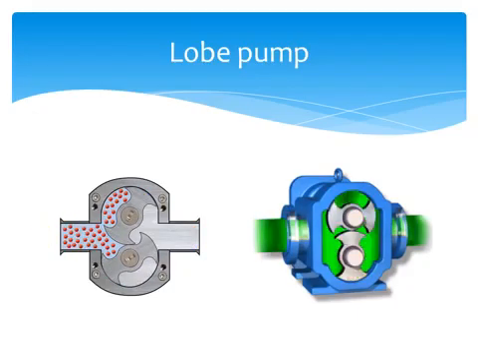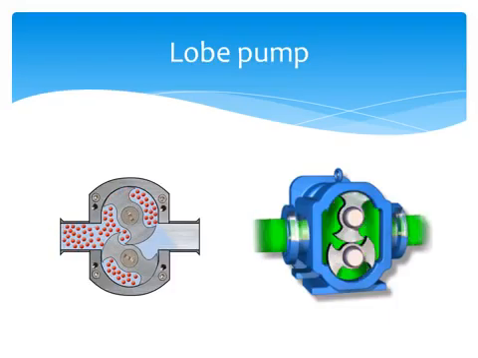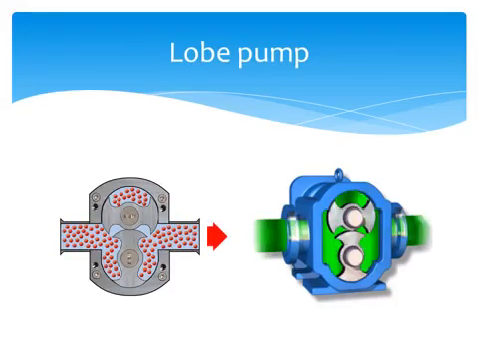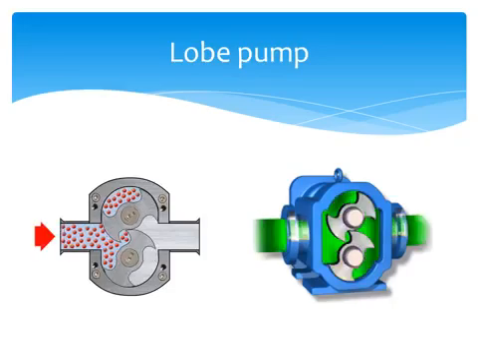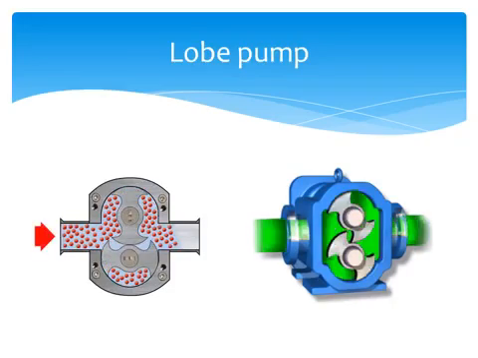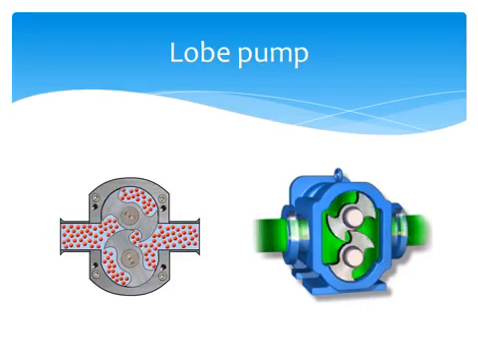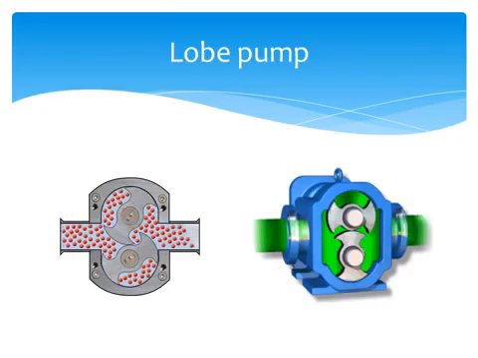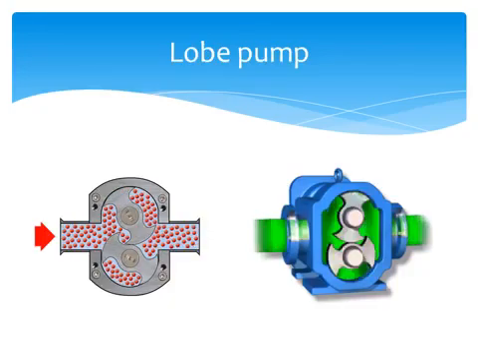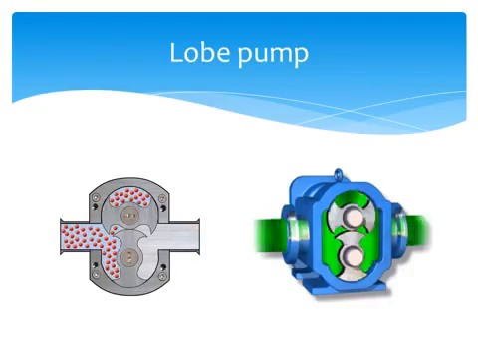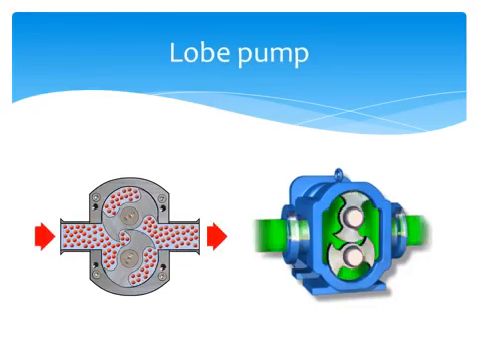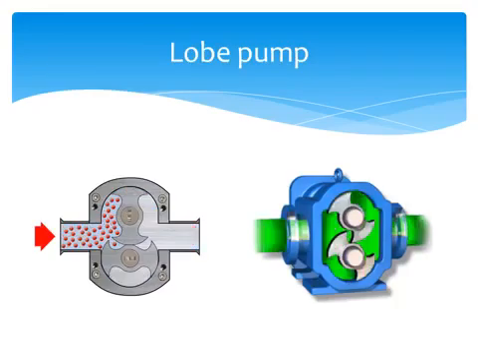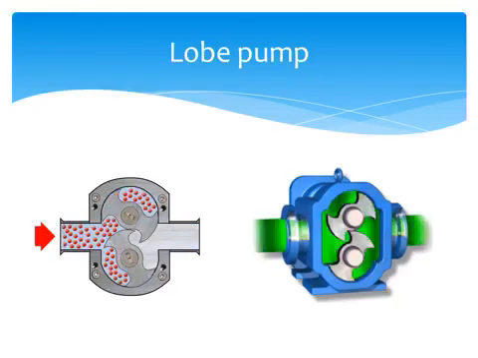1. As the lobes come out of mesh, they create expanding volume on the inlet side of the pump. Liquid flows into the cavity and is trapped by the lobes as they rotate. 2. Liquid travels around the interior of the casing in the pockets between the lobes and the casing. It does not pass between the lobes. 3. Finally, the meshing of the lobes forces liquid through the outlet port under pressure.